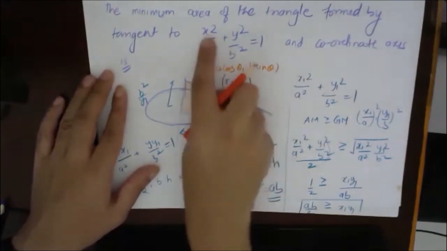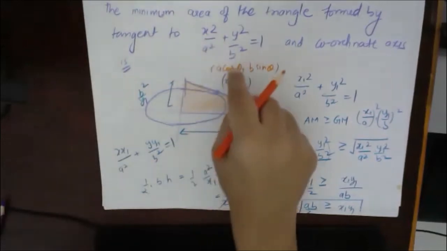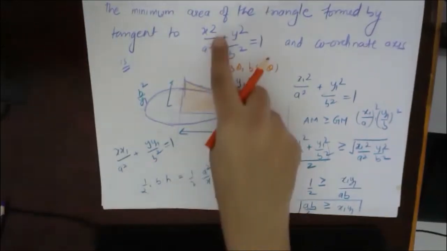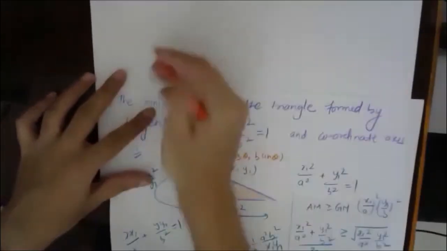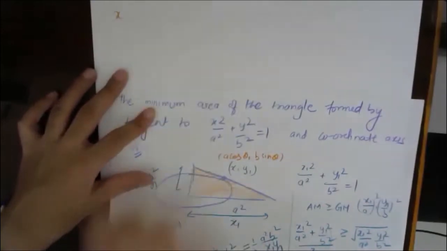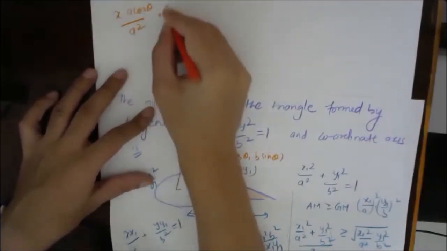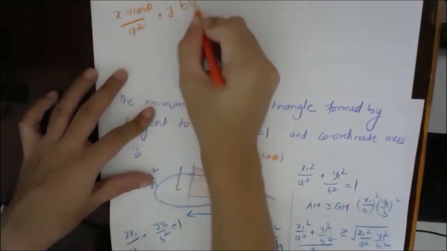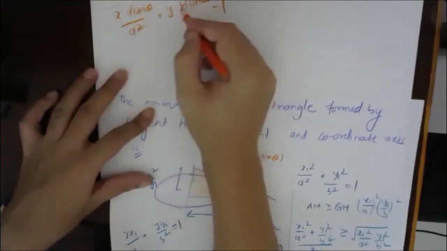If I substitute a cos theta and b sin theta in the equation of the tangent, so instead of x1, I will substitute a cos theta, and instead of y1, I will substitute b sin theta. So this will become x into a cos theta by a square plus y into b sin theta by b square is equal to 1. A and a get cancelled, b and b get cancelled.